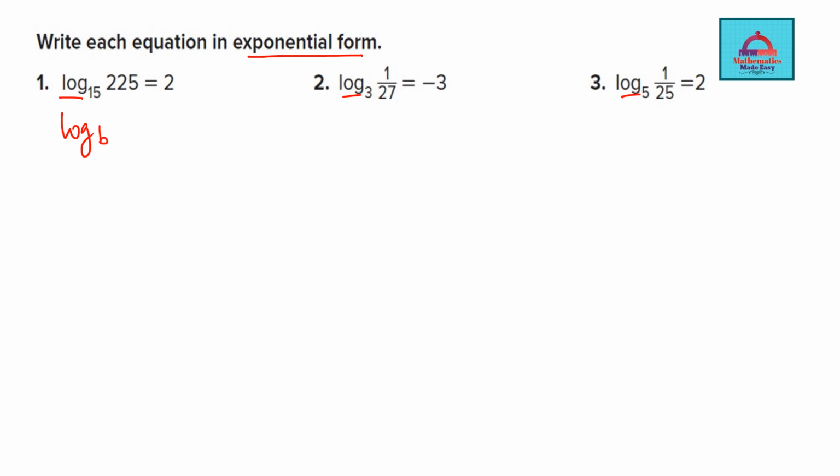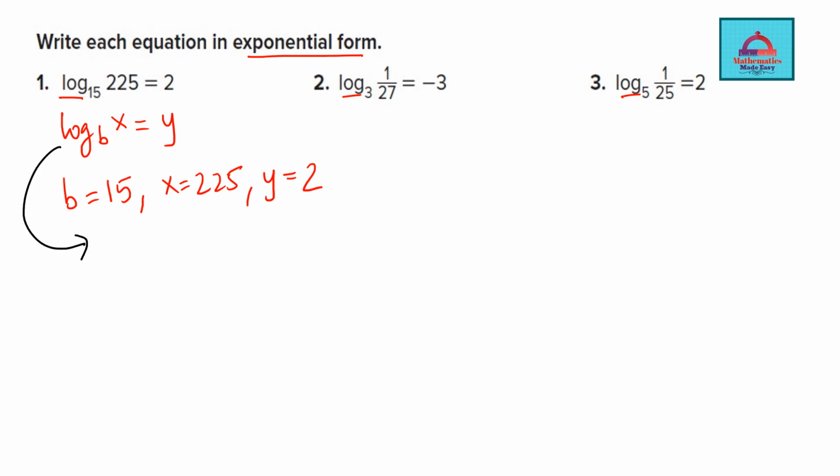So log b x equal to y. So let's compare. What is b? B is your base, 15. X is 225. Y is 2. Now I gave you in the last slide the formula to convert log to exponent. So it is b to the power y equal to x. That means for this question 1, the exponential form is going to be this form.